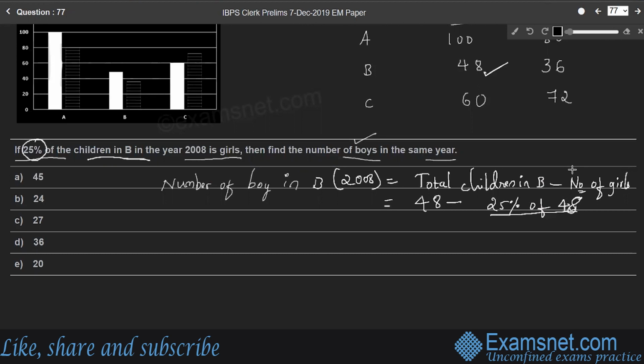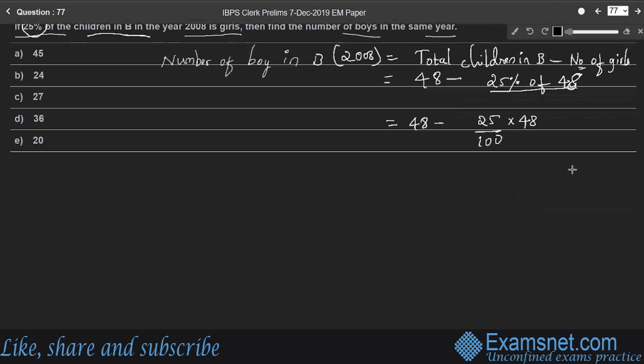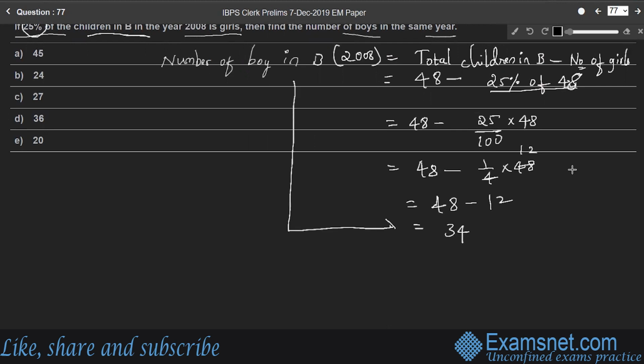Therefore, 48 minus 25% means 25 by 100 into 48. Therefore, 48 minus 1 by 4 into 48. So 48 minus 12. So the answer is 34. Therefore, the number of boys in B in the year 2008 is 34, right? 36, not 34, it is 36. Hence, option D is the right answer.